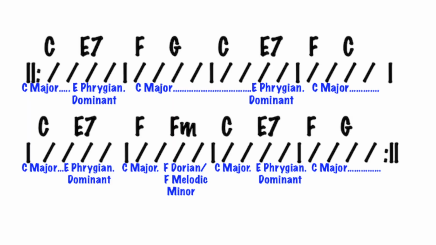So we're in the key of C, but with some surprises. The E7 and the F minor don't belong in that key. What sounds really nice here is if we outline those chord changes. We're going to work towards using these scales.